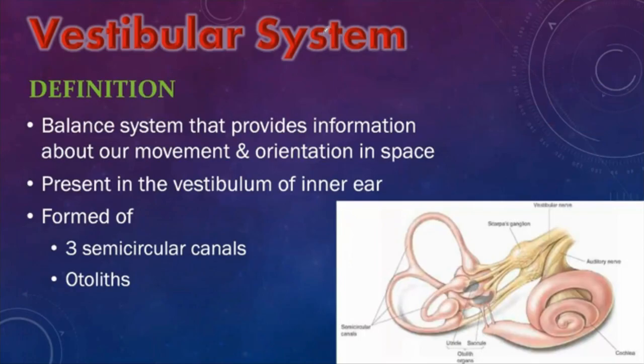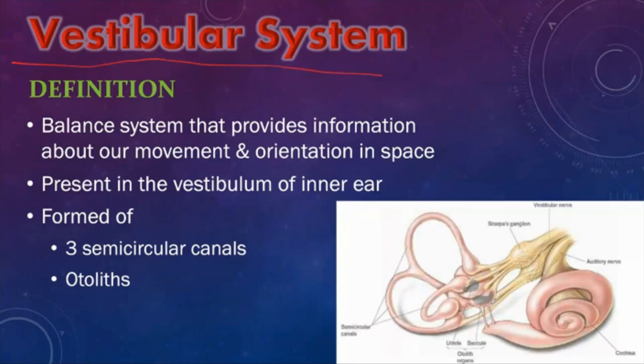Then we have an important system which is called the vestibular system. So what is the vestibular system? If you are closing your eyes and you are upside down, you will still be able to know that you are upside down, or your head is below and your legs are above, although you are not seeing. And this is because of the vestibular system.